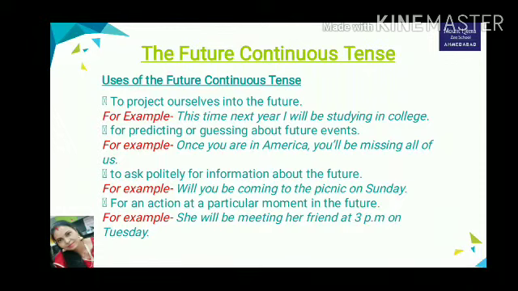Third use is to ask politely for information about the future. For example, will you be coming to the picnic on Sunday? Fourth use is for an action at a particular moment in the future. For example, she will be meeting her friend at 3 p.m. on Tuesday. So these are the uses of future continuous tense.